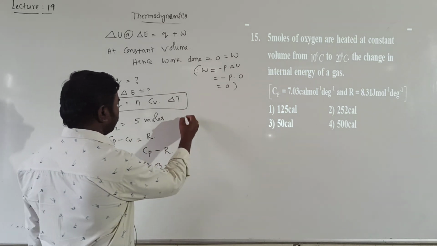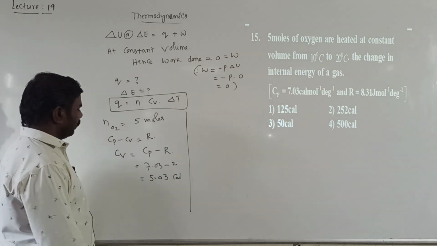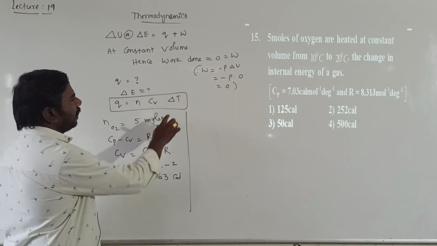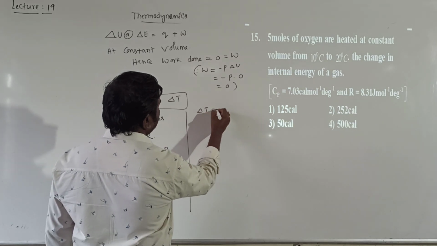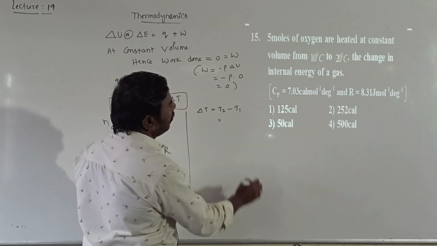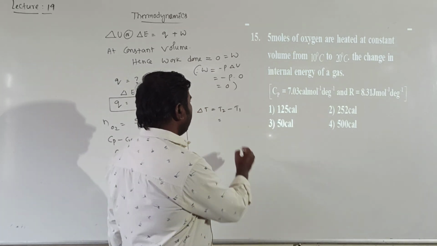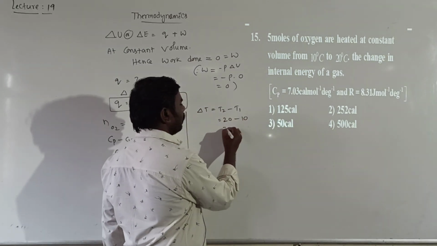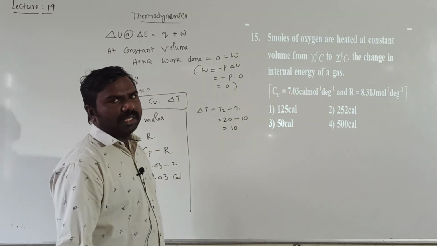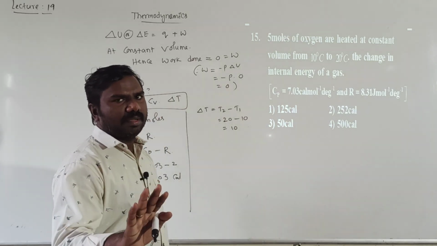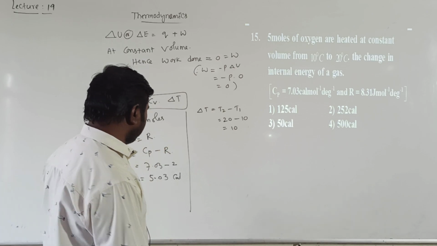Then the Cv value it is. After that, with Cv we need delta T. Delta T means T2 minus T1. Initial temperature is 10, final temperature is 20. Final is 20, initial is 10, that becomes 10. 10 degrees or 10 kelvins. The change will be the same in kelvins as well as degrees Celsius.